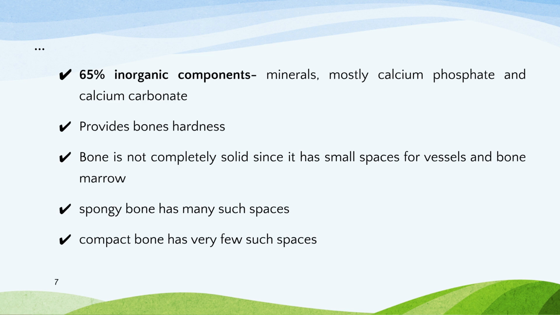Conversely, the remaining 65% consists of inorganic components, composed of minerals, mostly calcium phosphate and calcium carbonate, which provide the bone's hardness. It is important to note that bone is not completely solid, since it has small spaces for vessels and bone marrow. Specifically, spongy bone has many such spaces, whereas compact bone has very few such spaces.